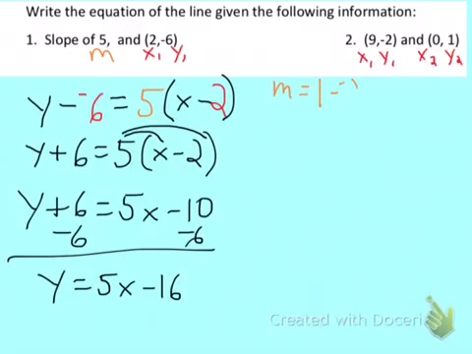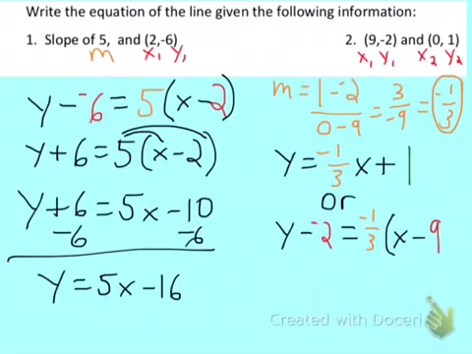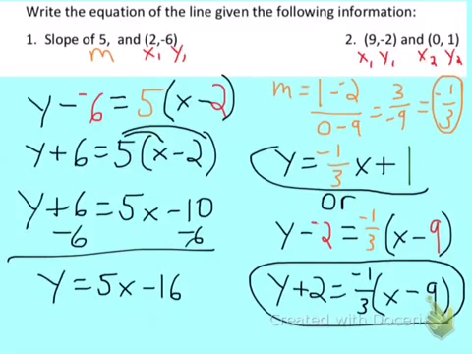Problem number 2, we don't have the slope, so we need to find it. By finding the slope, we see it's going to be -1/3. And then we have a choice. What I would do in this situation, since we're given (0, 1), which is actually the y-intercept, is write my answer in slope-intercept form, which is y equals -1/3 x plus 1. However, you can also choose to use the other point and write the answer in point-slope form, and that will look like y plus 2 equals -1/3 times the quantity x minus 9. So either form is acceptable.